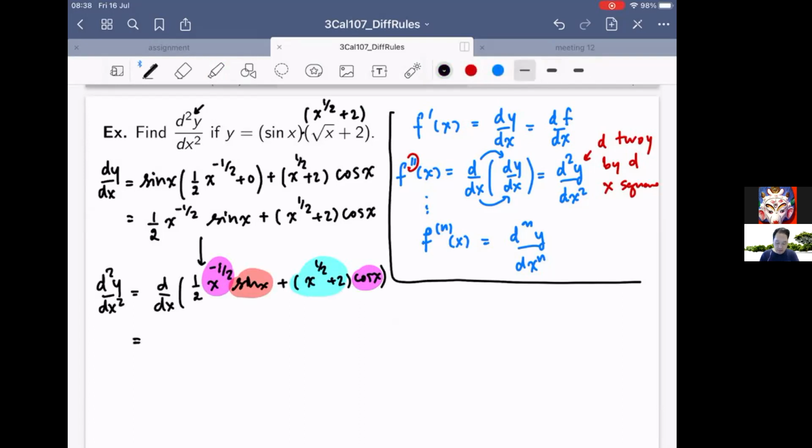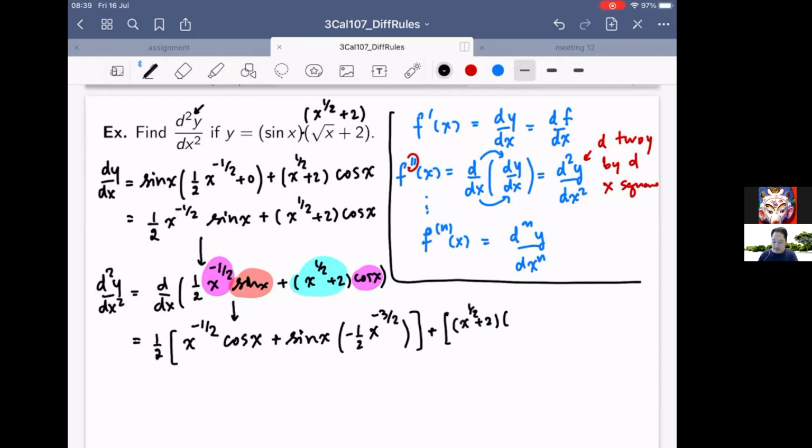Okay, so for the first one, the 1/2 can be taken out, right? And then the derivative of the second, which is the sine, becomes a cosine, plus the second, which is your sine, times the derivative of the first, which will be what? Negative 1/2 x raised to the power negative 3/2. Okay, so this is your first term's product rule. And then the second term's product rule will be what? The derivative of the second, which is a cosine, becomes a negative sine, plus the second times the derivative of the first, which is 1/2 x raised to the power negative 1/2 and then 0. Okay, actually this is good enough to be your final answer.